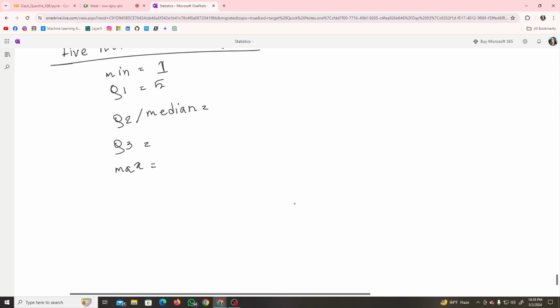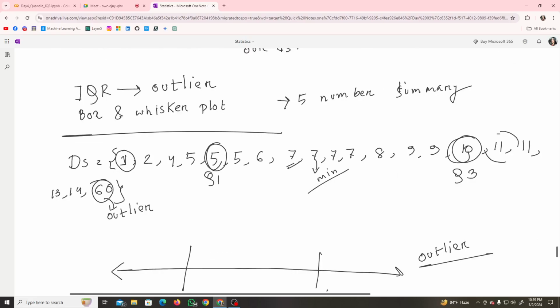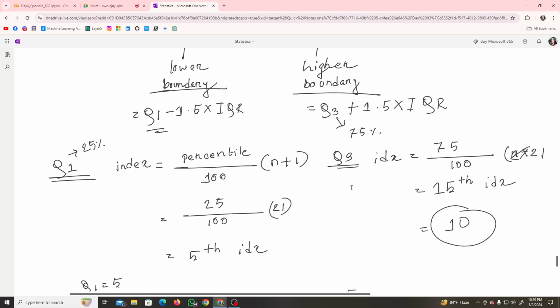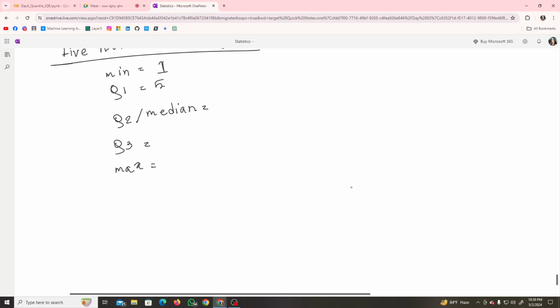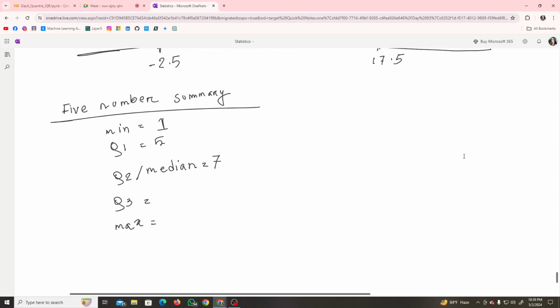Let's find the median. The median should be the central value, and you can clearly see we have a lot of 7 here. So if we count from 1 to 10, we will have 7 as our median, and we got Q3 as 10, and now the maximum value. Guys, can you tell me what can be the maximum value?